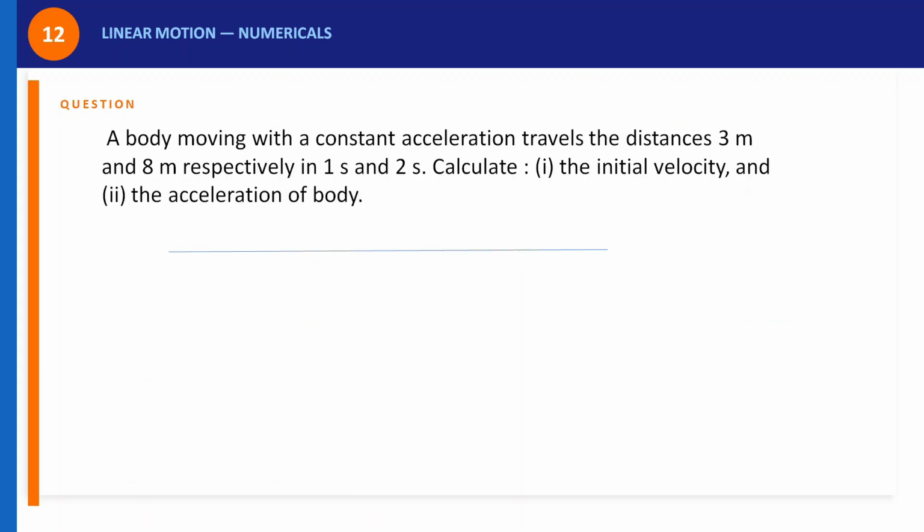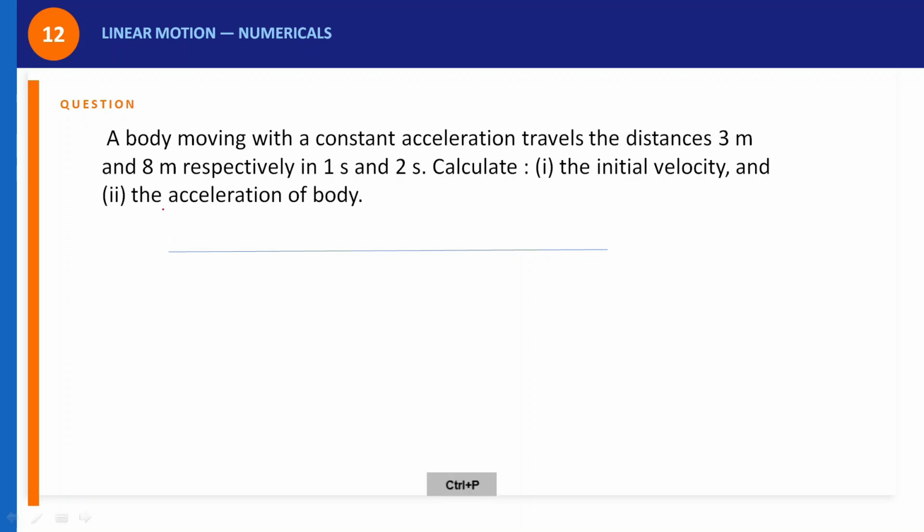A body moving with a constant acceleration travels distances of 3 meters and 8 meters respectively in 1 second and 2 seconds. Calculate the initial velocity and the acceleration. So in this question we do not know the initial velocity of the body. The question did not say the initial velocity is 0 or some other number. So let us take the initial velocity u, and throughout the journey the acceleration remains the same.